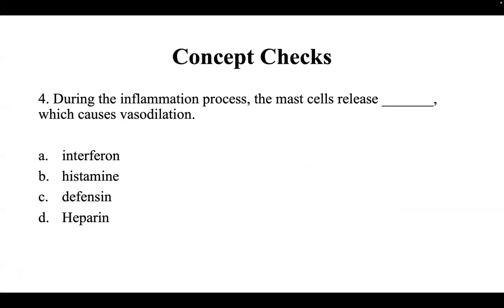So that's the fever process. Now, a question for you. During inflammation, the mast cell releases something that causes vasodilation. What is this chemical?